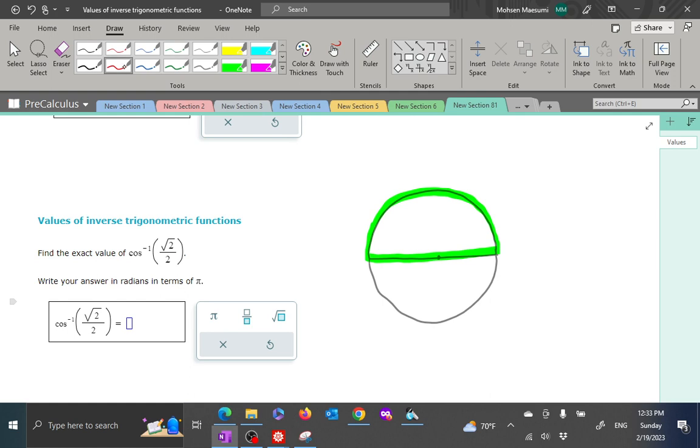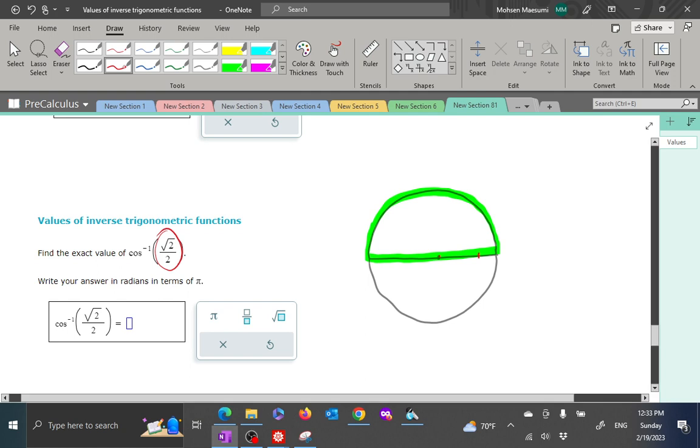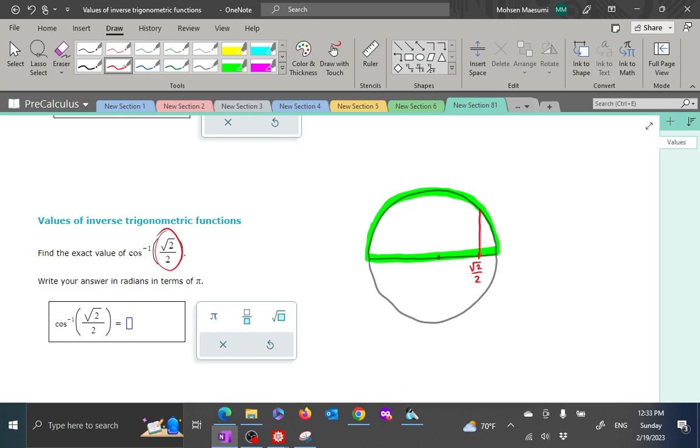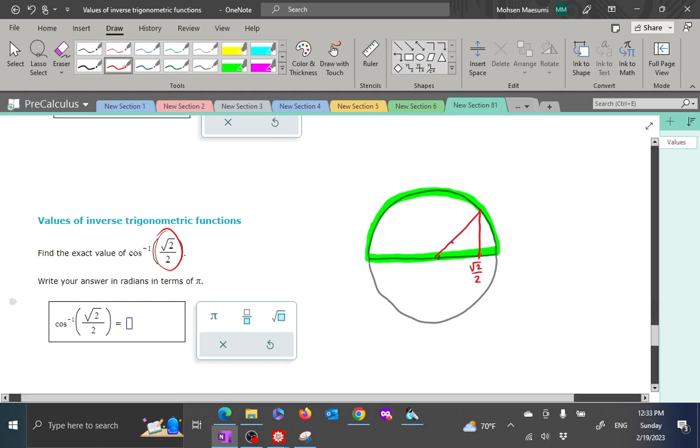Now, what is the idea? Radical 2 over 2. What is that? About 0.7. Get an approximate sense for where this thing is. Okay, we are going straight up, connecting to the origin. And we are asking, what is this angle?